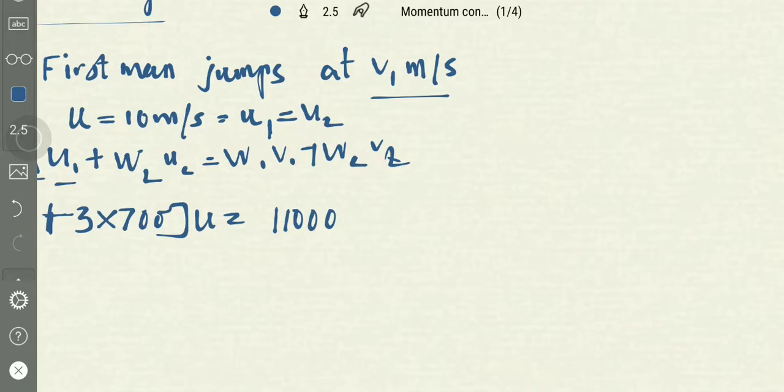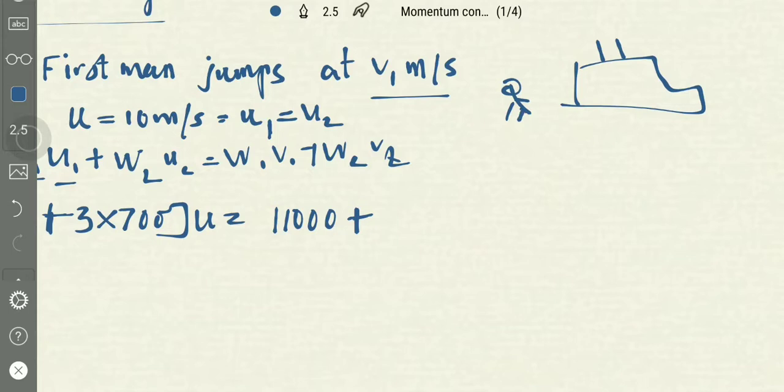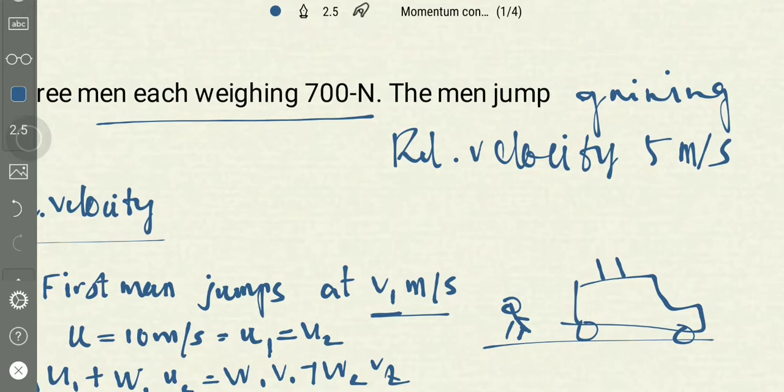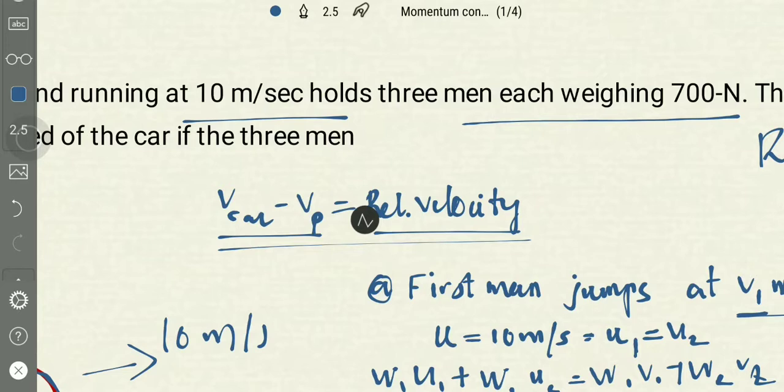and finally there are two persons sitting here, but one person is running on the road. So the total weight of the car after he jumps on the road is 2 into 700 because only two members are on the car. The velocity with which the car is traveling after the first man jumps is V1. This is V1. And velocity of the person running on the road is V1 minus 5 because relative velocity is car velocity minus person velocity. So we need person velocity, right? Vp is equal to V car minus relative velocity. So car velocity V1 minus relative velocity, which is 5.